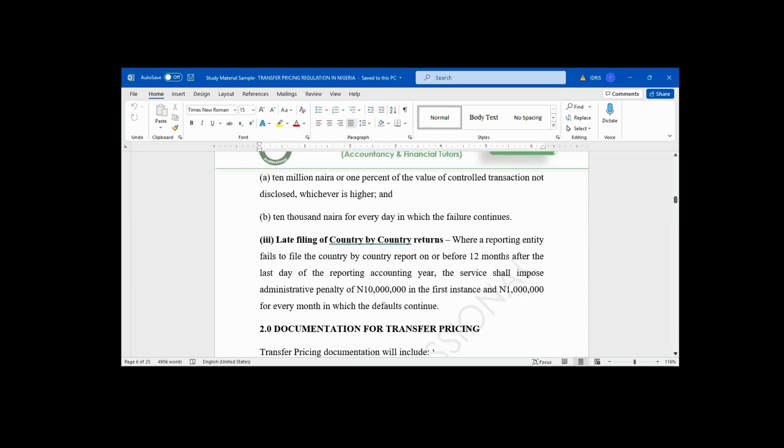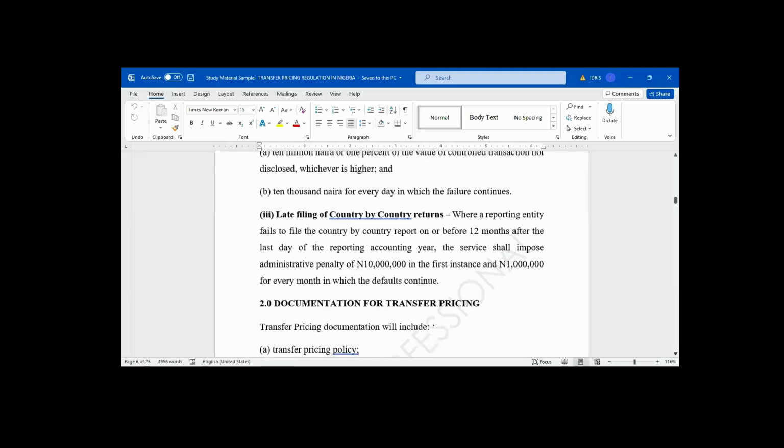Another one is late filing of country by country return. When you fail to file the country by country return as a multinational company, you are expected to file CBC return. That means if you are a parent company, for all the countries where your subsidiaries are located, you need to show us the turnover of all the subsidiaries, the cost of sale, the expenses, and the tax paid in all the countries. That is the country by country report.